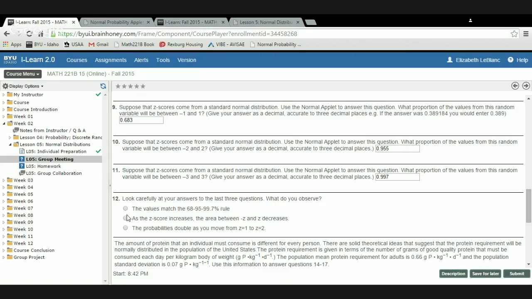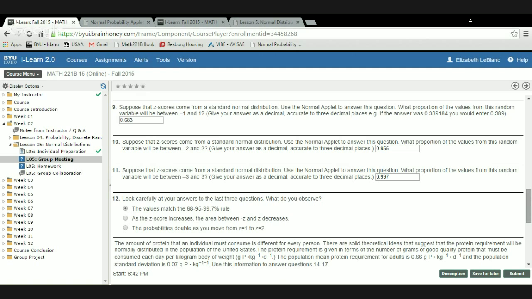And then the answer to 12, it says, what do you observe from your answers for 9, 10, and 11? And I think it's the first answer. They match the 68, 95, 99.7 rule, because 9 is 68, 10 is 95, 11 is 99.7. Yeah. And that makes sense because 68 is 1 standard deviation. So number 9 says use 1 distance out.